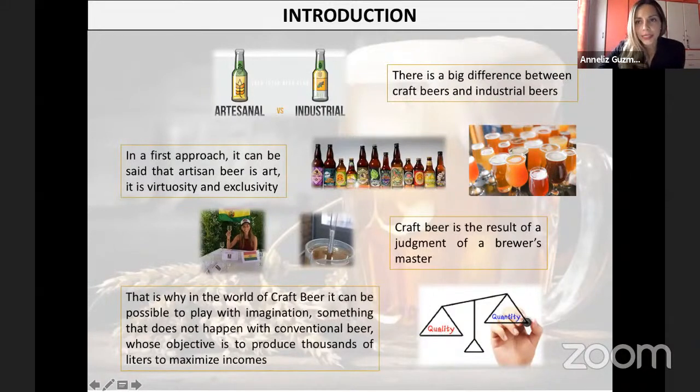There is a big difference between craft beers and industrial beers. In a first approach, it can be said that artisan beer is art. It is virtuosity and exclusivity. Craft beer is the result of the judgment of a master brewer. That is why in the world of craft beer, it is possible to play with imagination, something that does not happen with conventional beer, whose objective is to produce thousands of liters to maximize income.